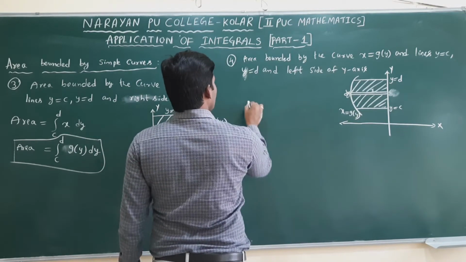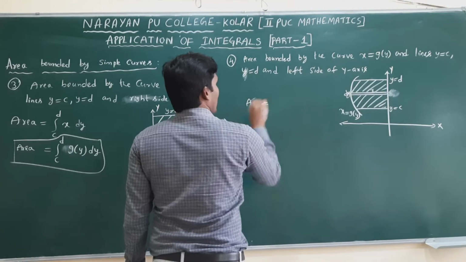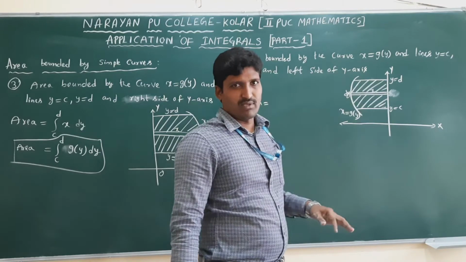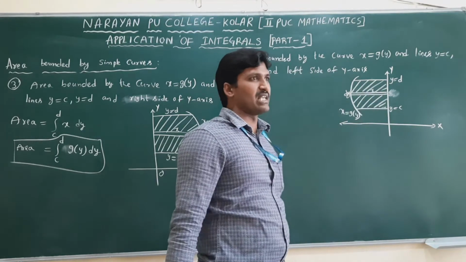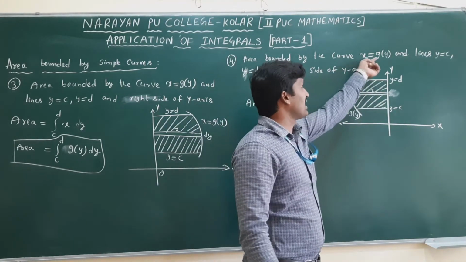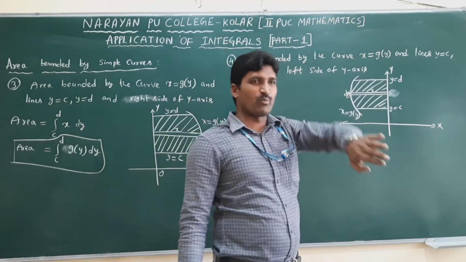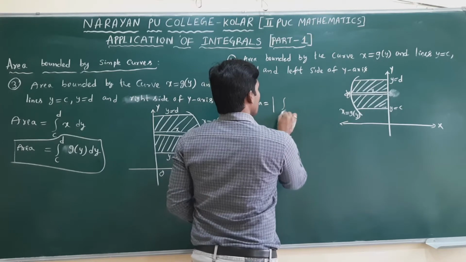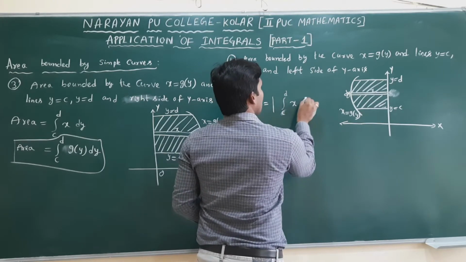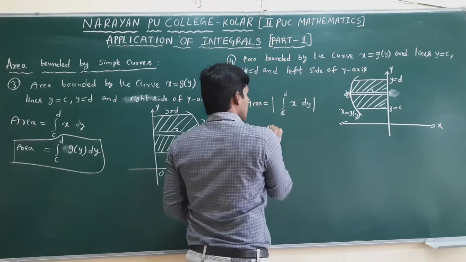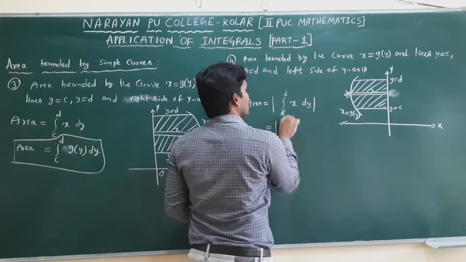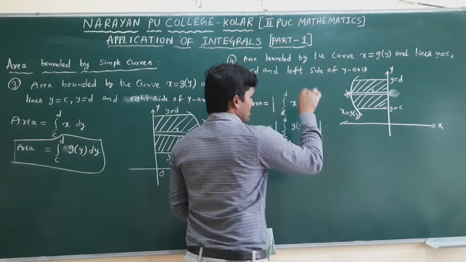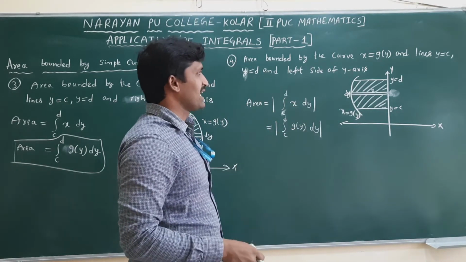How to find the area? When it is on the left side, this function becomes negative, less than 0, because it is the left side of the y axis. On the left side of the y axis, the x value is clearly negative. So, since it is negative, we have to take the integral from c to d of x into dy. That x, in terms of y, is the function g of y. So the area is the integral from c to d of g of y into dy. Now this is the way to find the area.